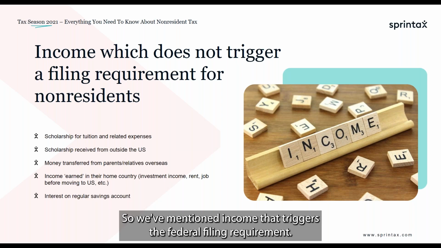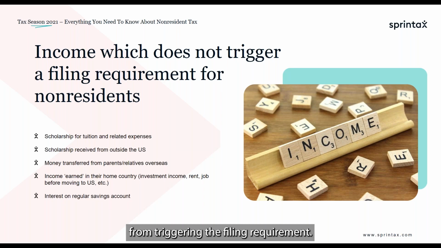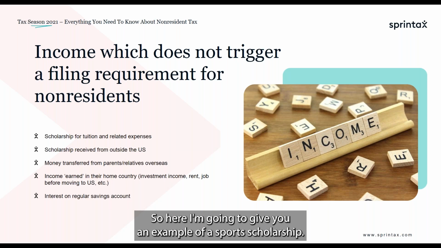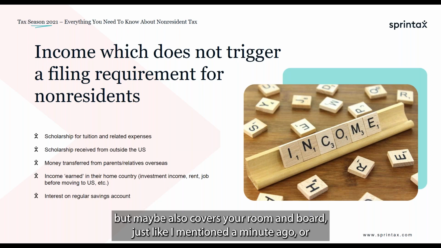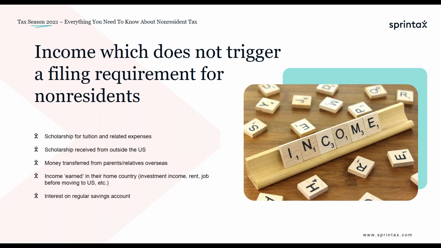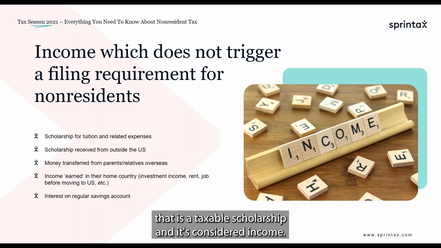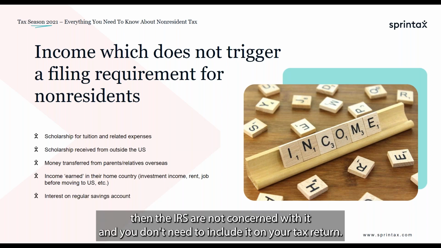So we've mentioned income that triggers the federal filing requirement. Now let's have a look at those that are exempt from triggering the filing requirement. And the good news is there are a few of these. So the first is a scholarship for tuition and tuition-related expenses. Here I'm going to give you an example of a sports scholarship. If you're a student on a sports scholarship that covers tuition, but maybe also covers your room and board, like I mentioned a minute ago, or in some cases your transport to and from school, because that scholarship covers areas that are outside of tuition, that is a taxable scholarship and it's considered income. But if that scholarship covers just your tuition, then the IRS are not concerned with it and you don't need to include it on your tax return.